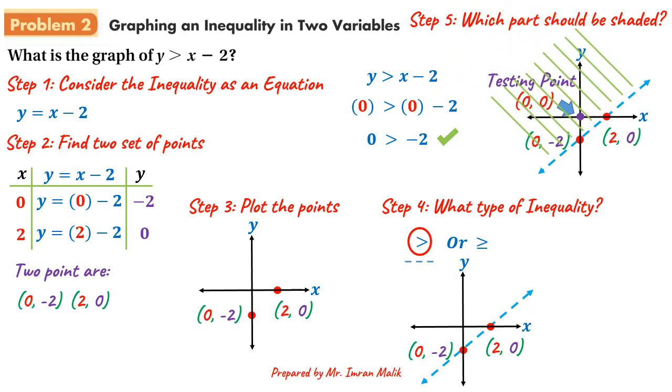So the green shaded part is the solution to y > x - 2. However, note that the dotted line is not part of the solution. Only the green shaded part is the solution, which does not include the blue line.